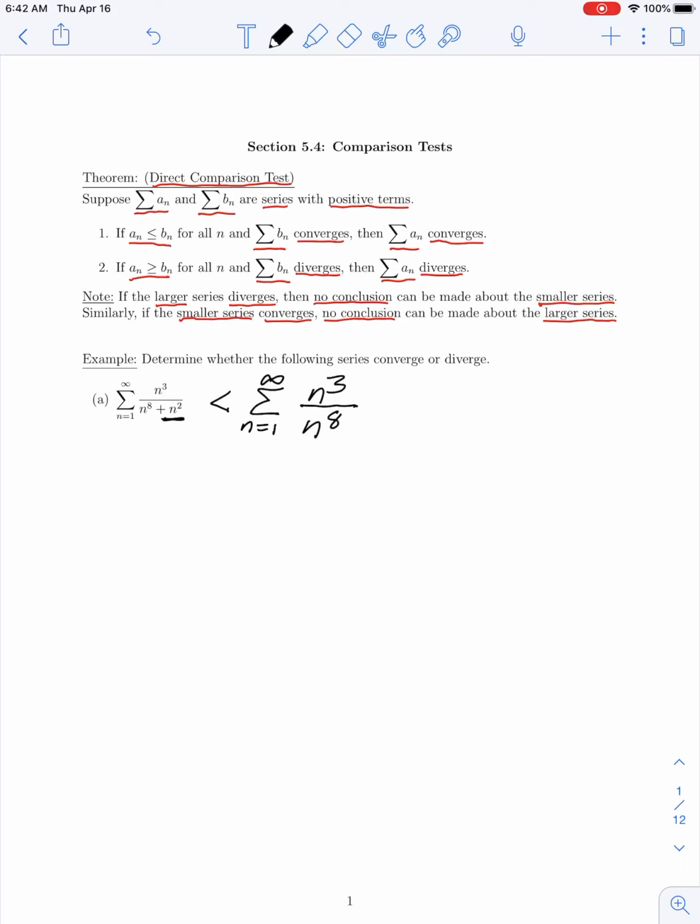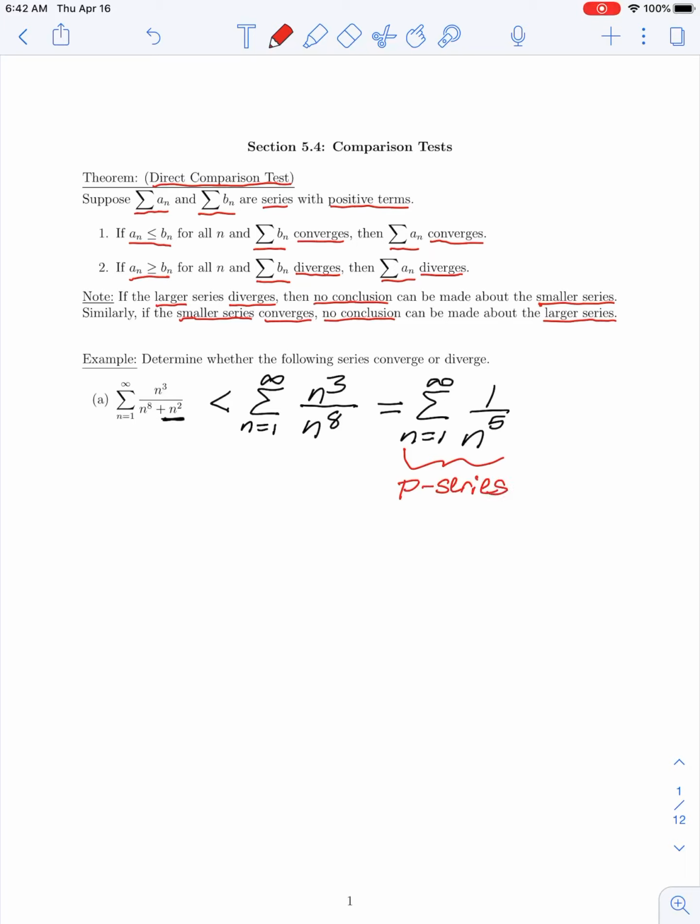Now this series that I'm left with, if we simplify the general term a little bit, we have the sum from 1 to infinity. N cubed over n to the 8th leaves us 1 over n to the 5th power. And so this series that I'm left with on the end is a p-series.